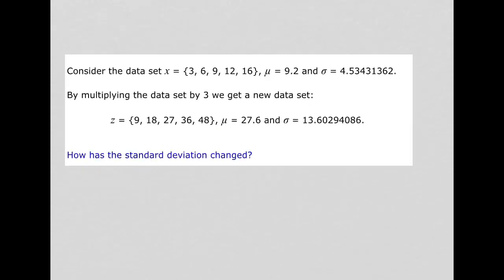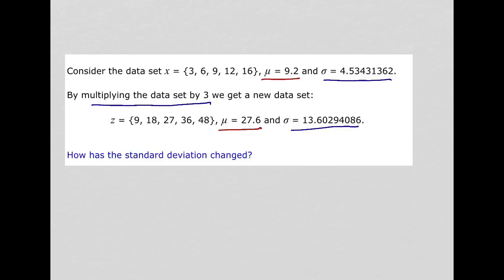If we look at this data set again, same mean, same standard deviation, but this time we multiply it by 3, what you'll notice is the mean has been multiplied by 3, as we'd expect, but also the standard deviation has changed because we've now stretched the data, so it's more spread out.